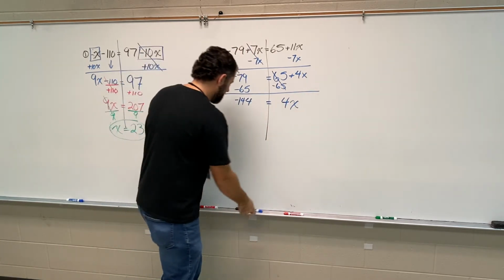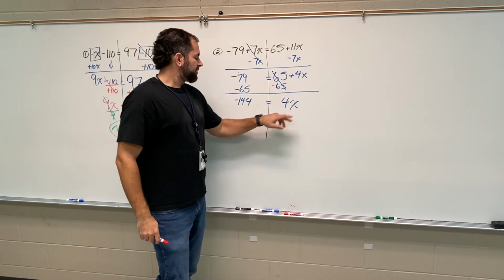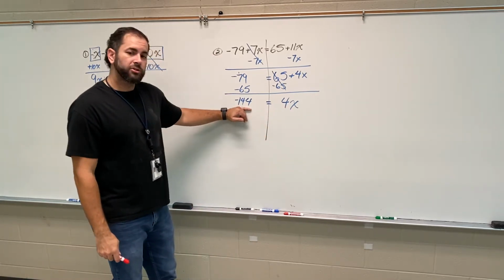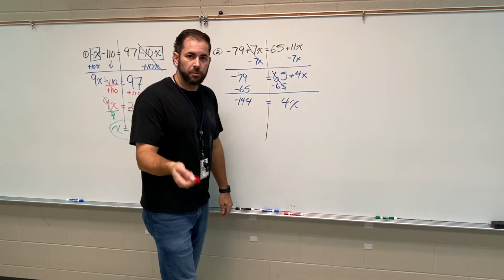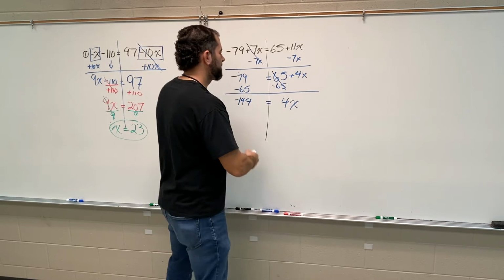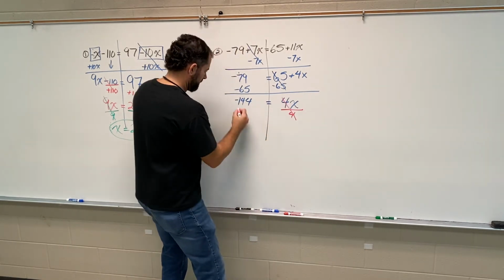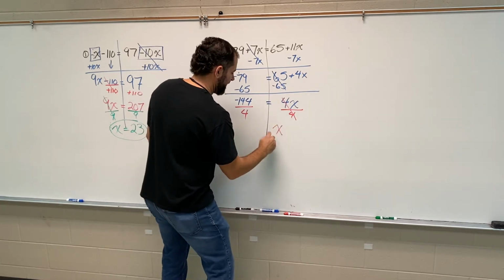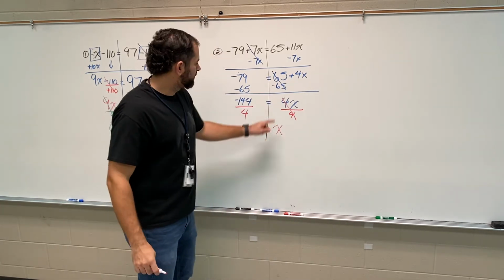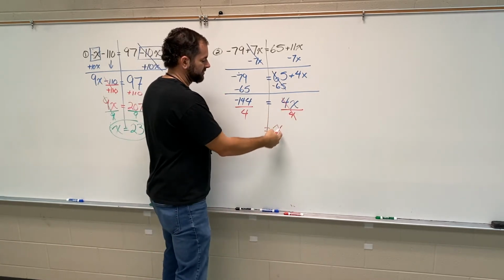All right, now we're going to swap colors. I have 4 times x equals negative 144. So it's 4 times x. The opposite of multiplication is division. So we're going to divide by 4. Divide by 4. That gives us x by itself, right? Because the 4 divided by 4 is 1, and 1 times x is x.